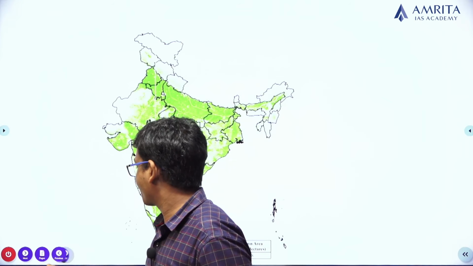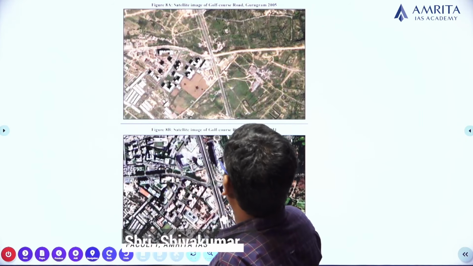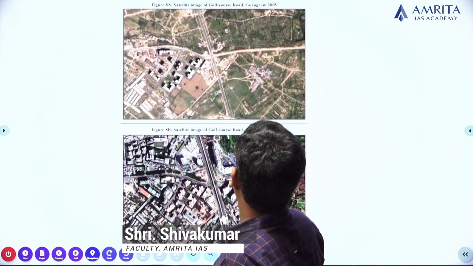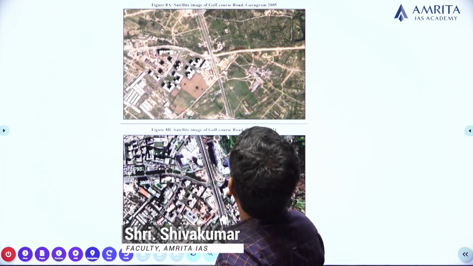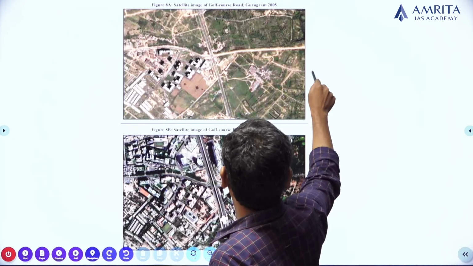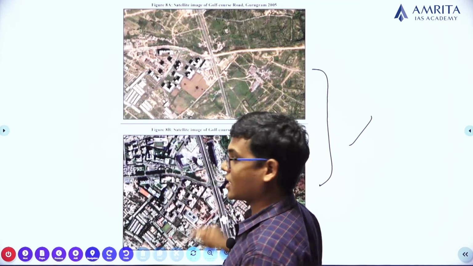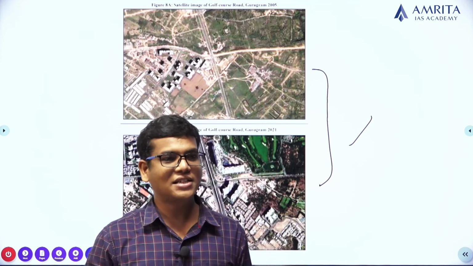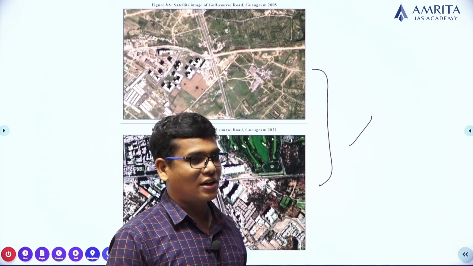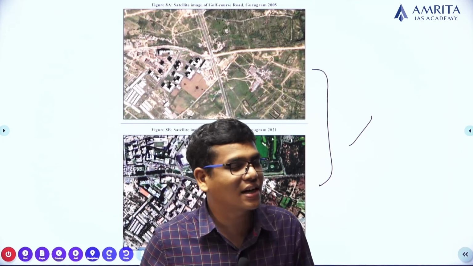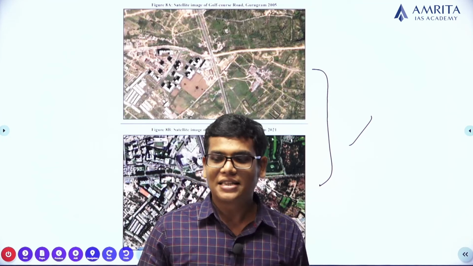Next, if you see the satellite image of Golf Course Road in Gurugram in 2021 compared with 2005, you can see how much development happened. This is cartographic information. The earlier one is satellite information. Prior to that, the bank branches we showed are geospatial information.